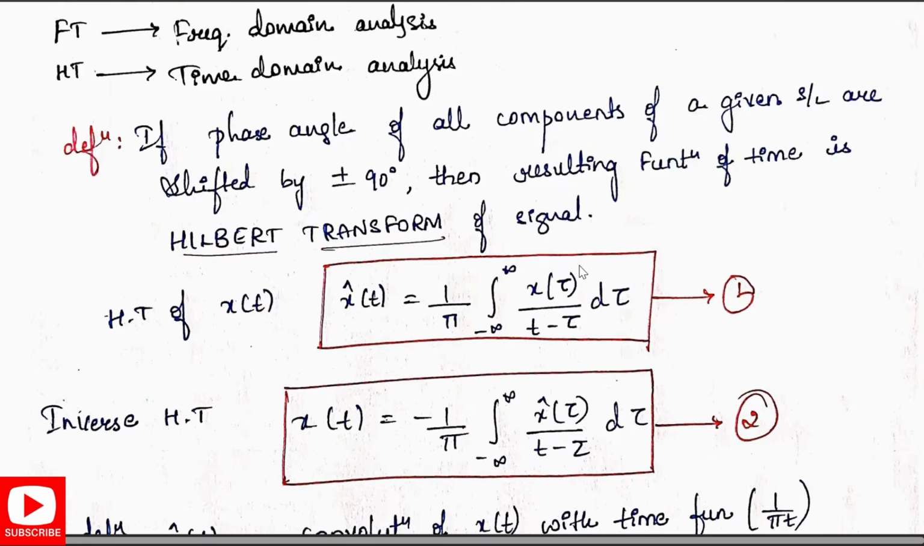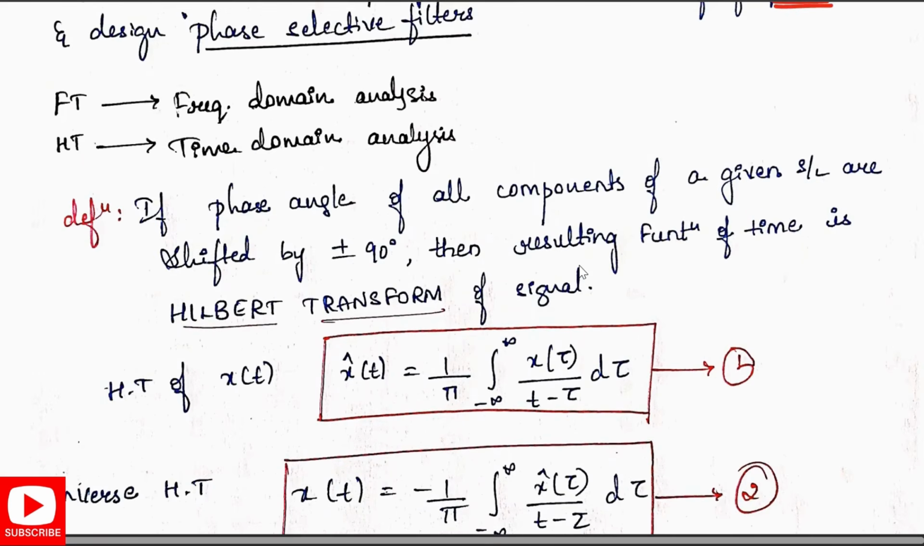Next, here FT means the Fourier transform, Fourier domain analysis. HT means time domain analysis. Coming to the main important point, that is the definition of the Hilbert transform. What you have to write is: if the phase angle of all the components of a given signal is shifted by plus or minus 90 degrees, then the resulting function of time is called the Hilbert transform of the signal.